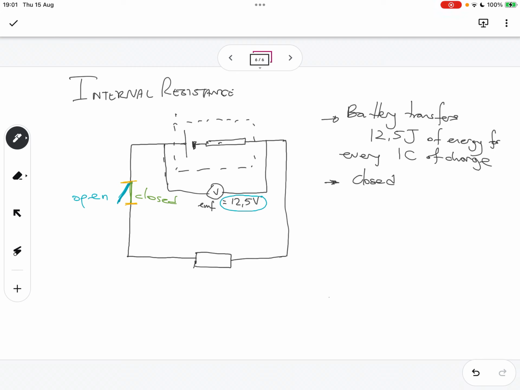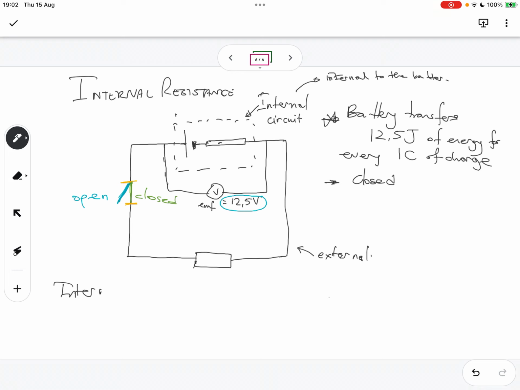And when the switch is closed, the voltmeter reads the potential difference of the external circuit. So inside the dotted line, this is the internal circuit. But outside of it, we'll have the external circuit. Internal, meaning it's internal to the battery.